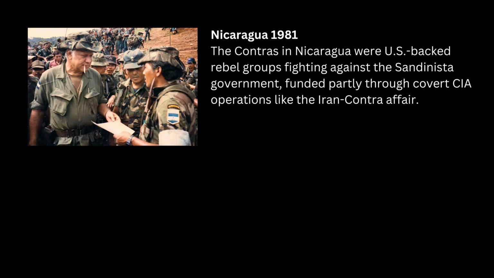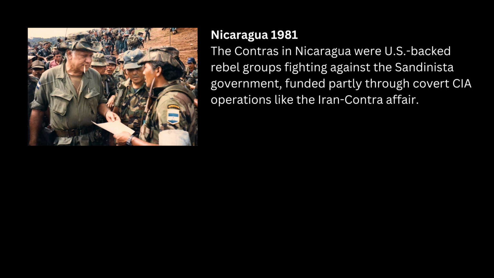Then there's Nicaragua in 1981. The U.S. attacked from neighboring Honduras by training and arming the so-called Contras through the CIA. These Contras committed horrific crimes in Nicaragua. President Reagan funded them, and they caused a ton of suffering.